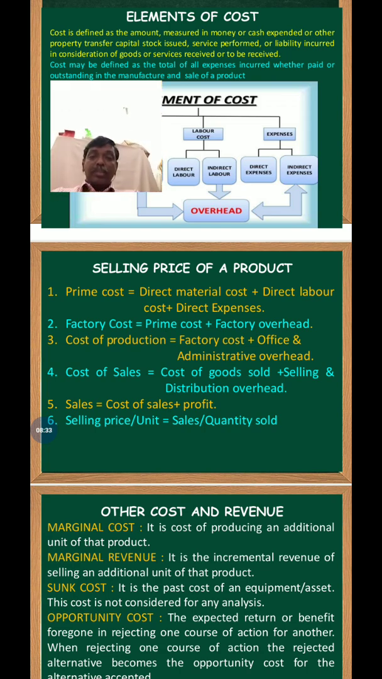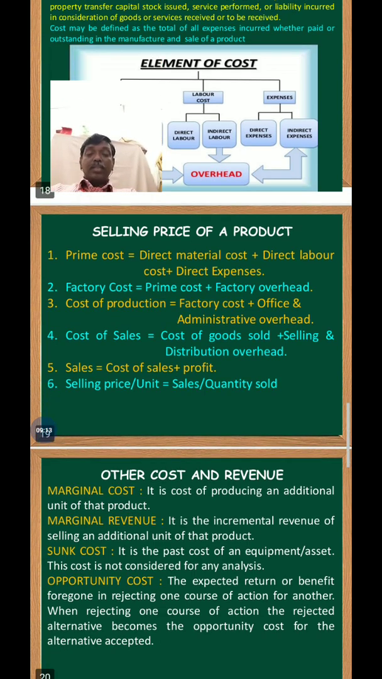And then selling price per unit is equal to sales by quantity sold. You sold 1,000 products within the week or within the month. It is easily calculated by selling price per unit. I think you must learn about the selling price of a product, because in future, how to fix the price of your product will be very helpful to you.